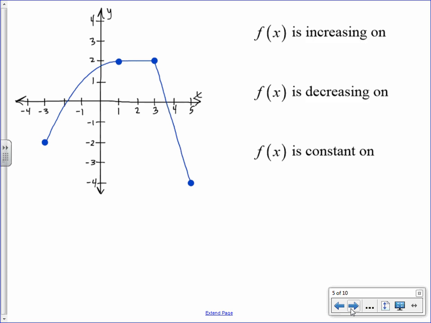Here is a function. Where is this function increasing? The open interval. Where is this function decreasing? I would say that's 3. And where are we constant?